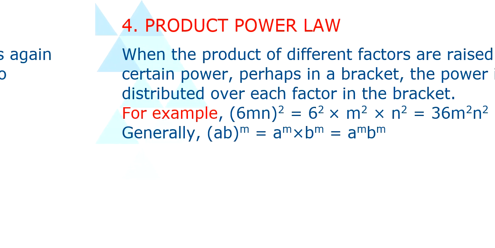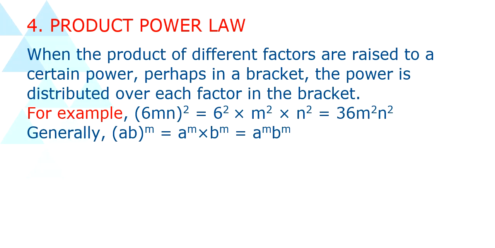4. Product power law. When the product of different factors are raised to a certain power, perhaps in a bracket, the power is distributed over each factor in the bracket. For example, open bracket 6mn close the bracket raised to the power 2 equals 6 raised to the power 2 times m raised to the power 2 times n raised to the power 2.